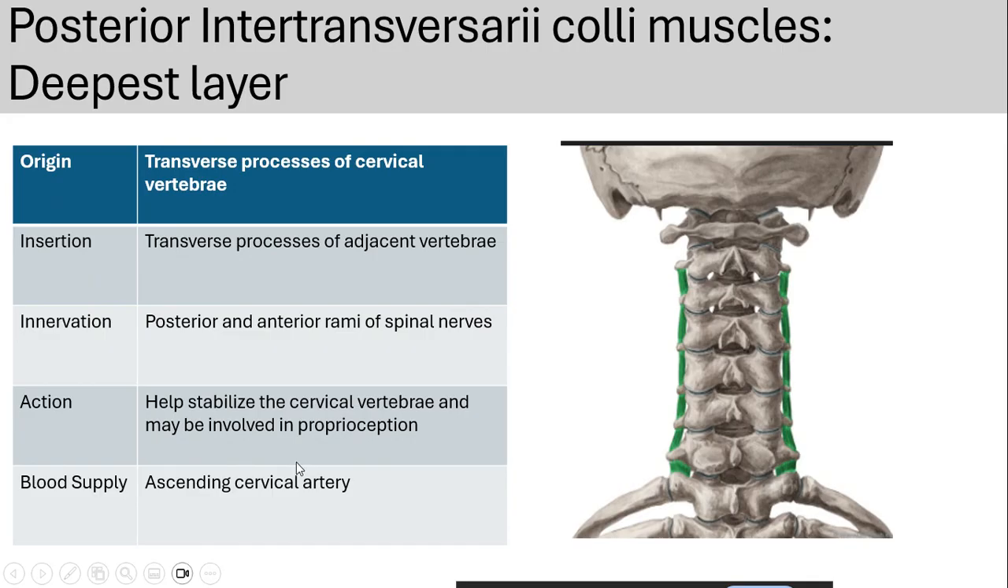Okay, so what is the action? It helps stabilize the cervical vertebrae and may be involved in proprioception. Right, so the action is stabilization of cervical vertebrae and possible involvement in proprioception. Blood supply: ascending cervical artery. So blood supply is ascending cervical artery.